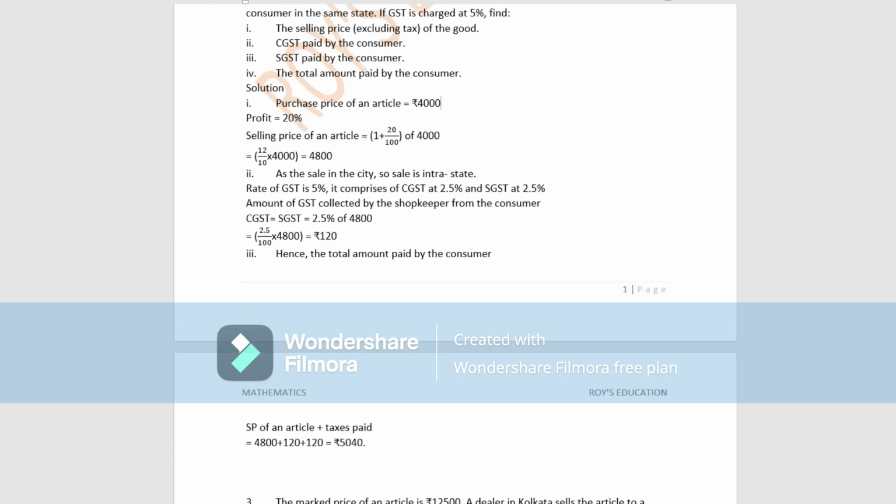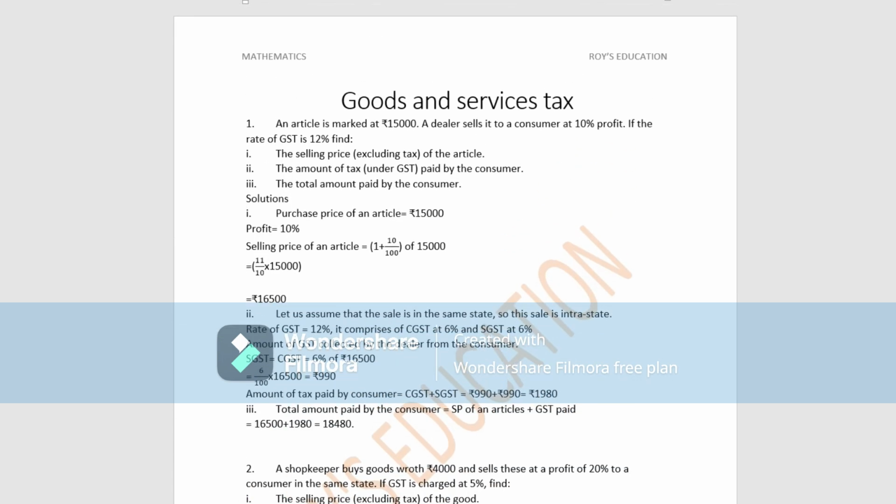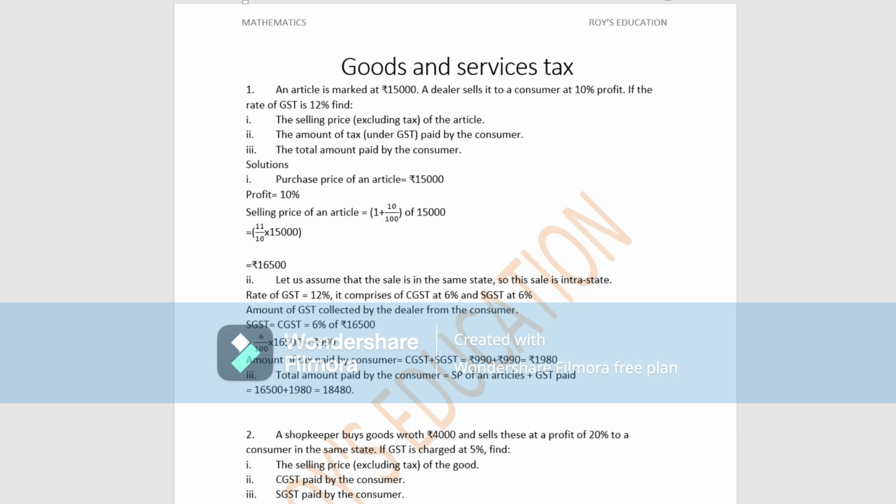So this much for today's class. In the next class we are going to solve more problems of this Goods and Service Tax.